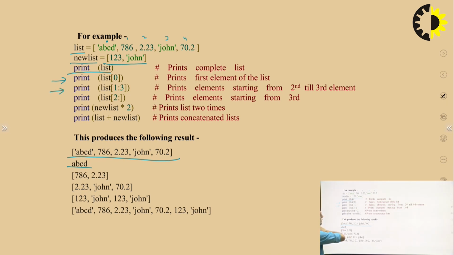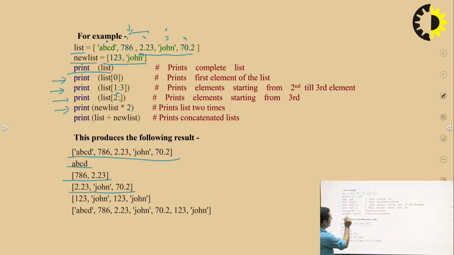Now the third operation, this is a slice operation. Start location is 1, end location 3 is excluded, means start from here and go up to 2, 1 and 2, because 3 is excluded. So start from 1 and go up to 2. So 786 and 2.23. Now next, start from the second index and go up to the last element. Start from here, and by default step is 1. So start from the second location, that is 2.23, John and 70.2. Next operation is repetition operation.